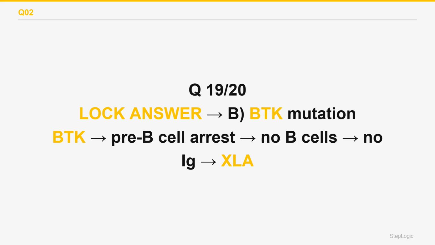Choice A, ADA deficiency, causes SCID, both T and B cells absent. Choice D, RAG1 or RAG2, also causes SCID, arrests VDJ recombination, affecting both T and B cells. Choice E, IL-2 receptor gamma chain, is X-linked SCID, T cells absent, B cells present but dysfunctional. The question specifies normal T cells, which eliminates all SCID variants.